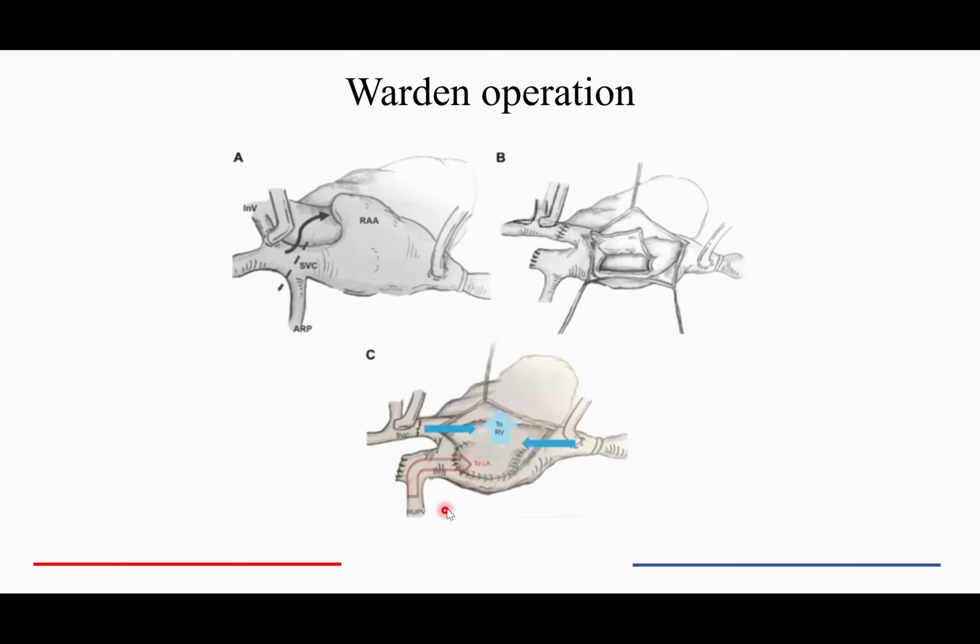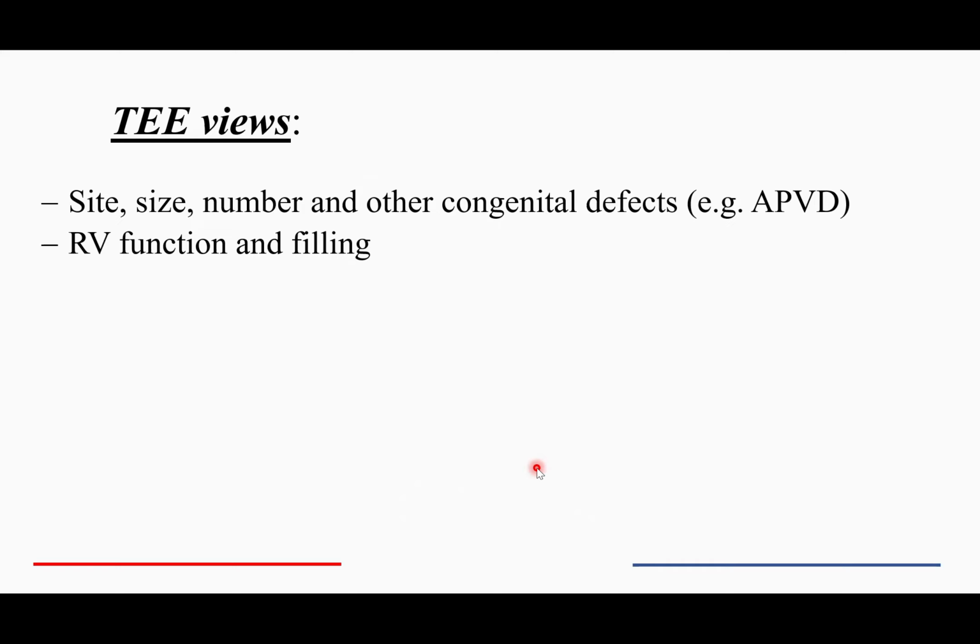So this is what is done. Blood flows from the anomalous pulmonary vein to the stump of the superior vena cava, then through the ASD to the left atrium, and with the baffle we isolate this part from the left of the right atrium. This is called the Warden's operation.